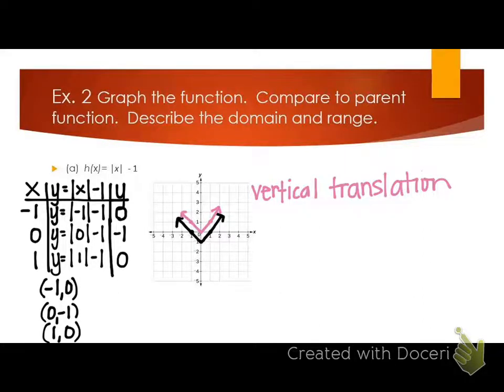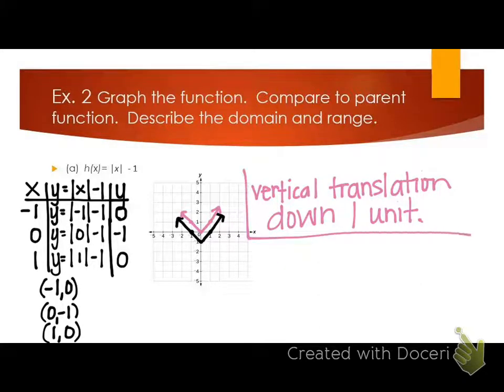All right, keep going. Down 1 unit, or 1 unit down. Either one, I'll take either one, but very, very good. So the vertical translation is down 1 unit. Now that's just from looking at the graph, and that's awesome.